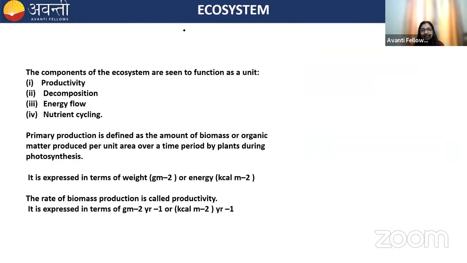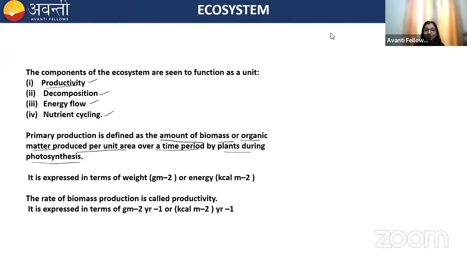Now let's discuss the functional aspect of the ecosystem. Functional aspect includes productivity, decomposition, energy flow, and nutrient cycling. First, we are going to discuss productivity. The primary production is defined as the amount of biomass or organic matter which is produced per unit area over a time period by plants during photosynthesis. This is the primary production.